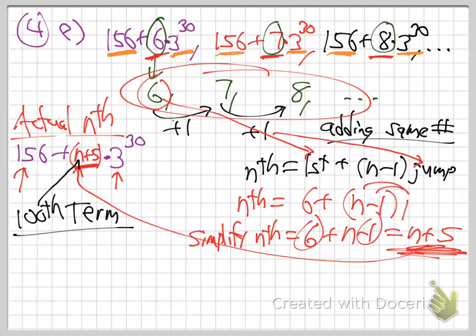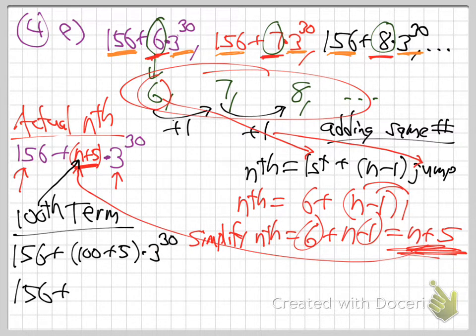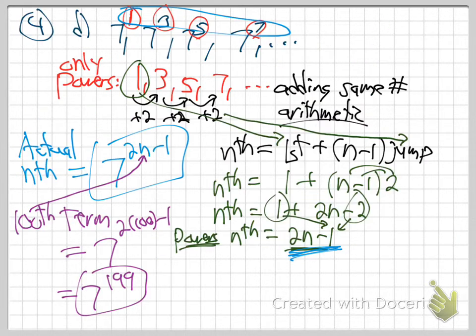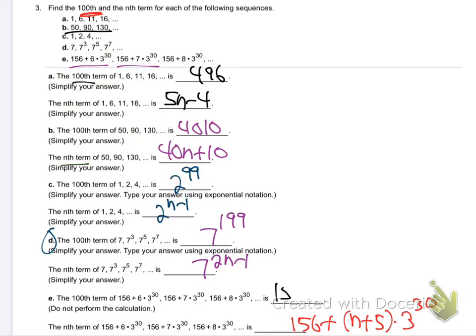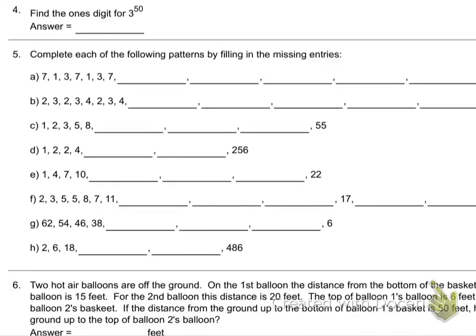Okay, and now let's plug in and find the 100th term. So plug 100 in right there. Get 156 plus 100 plus 5 times 3 to the 30th. That's 156 plus 105 times 3 to the 30th. There it is. 156 plus 105 times 3 to the 30th. Okay, on we go to number 4.